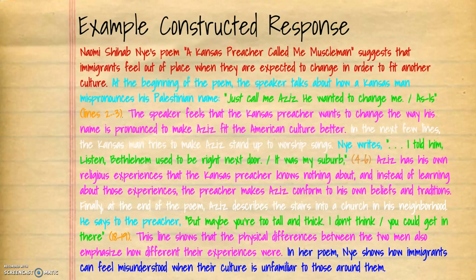And finally, in white, I have 2 transition sentences. So between my examples, I transitioned from one example to another. I said, "In the next few lines, the Kansas man tries to make Aziz stand up to worship songs." And then at the end, I have, "Finally, at the end of the poem, Aziz describes the stairs into a church in his neighborhood." Those sentences help transition from one example to another smoothly. If you can get all those elements into your constructed response paragraph, you will have a strong, supported constructed response answer.